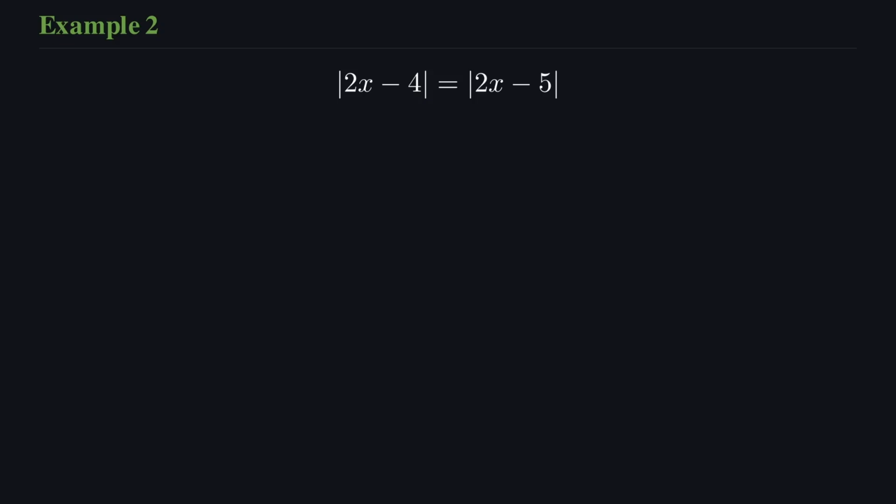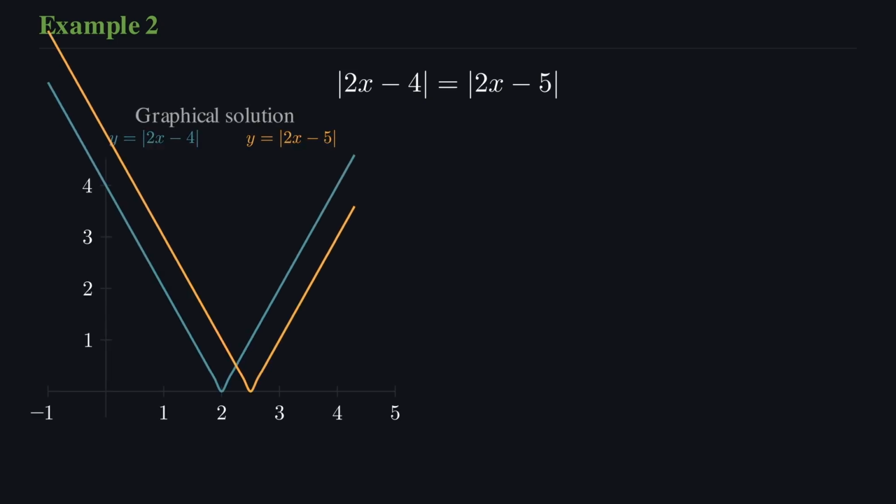Example 2. Solve absolute value of 2x minus 4 equals absolute value of 2x minus 5. Graphically, we draw two V-shaped graphs on the coordinate plane. Y equals absolute value of 2x minus 4 and y equals absolute value of 2x minus 5. Each is a V-shape with a slightly different center. The solution is the x-coordinate of the point where the two graphs meet. On the graph, we see they intersect at a single point, and its x-coordinate is 9 over 4, so graphically, x equals 9 over 4.